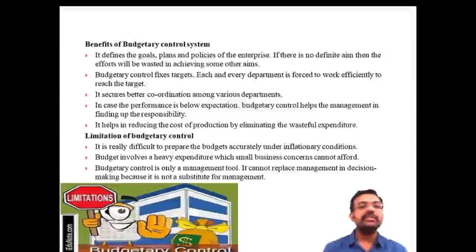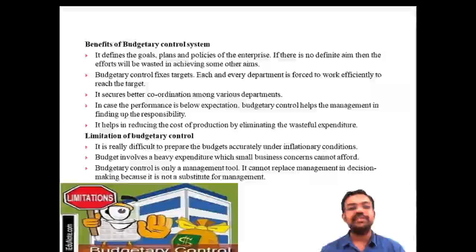Second, budgetary control fixes the target. A good budgetary control is always fixing the target time to time. That is a very important element. And third, it secures better coordination between the various departments. Coordinating the various departments' activity means a lot of changes can be easily incorporated. That is one of the important elements: securing coordination among the various departments.